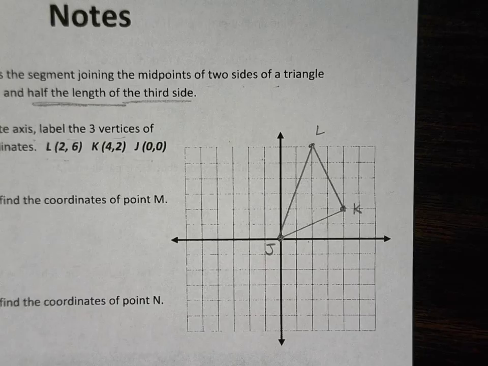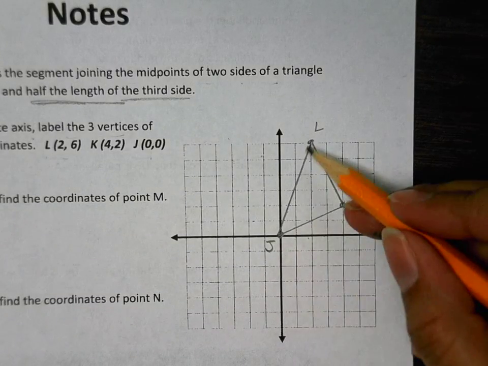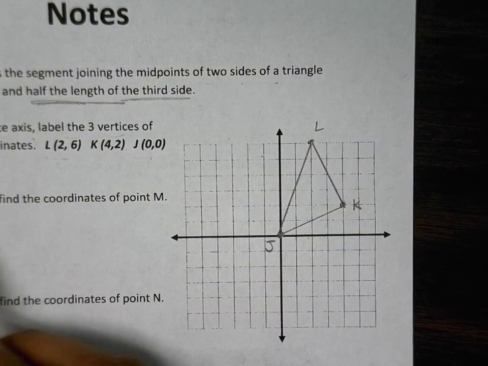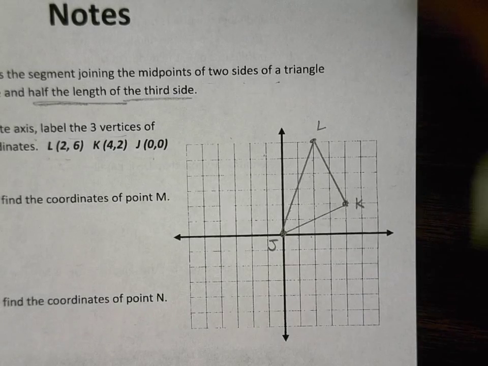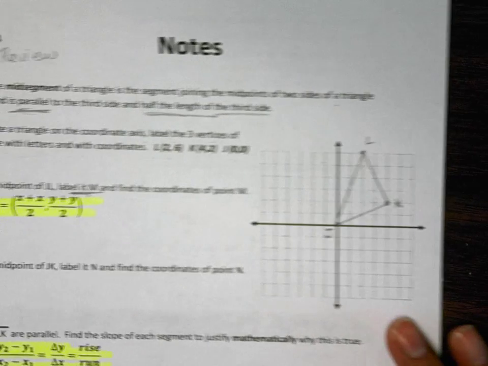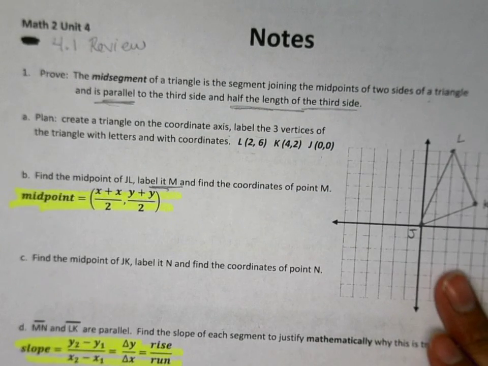We're ready? Okay, so that was 1A. Part B is asking us to find the midpoint of JL and label it M. Again, it wants us to find the midpoint of JL and label it M. This is exactly what I want it to look like on your quiz, on your test, on any homework.